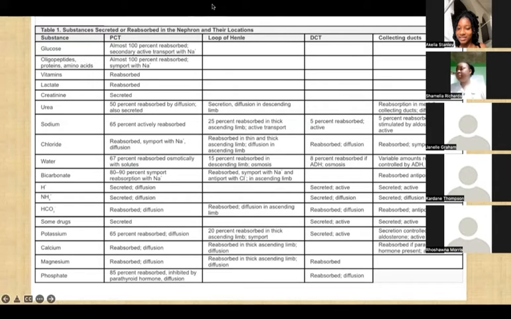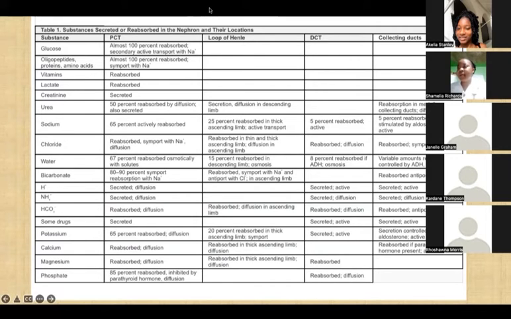For the collecting ducts, we have urea reabsorption in the medullary collecting ducts. For sodium, 5% is reabsorbed and stimulated by aldosterone, by active transport. For chloride, it's reabsorbed by symport. For water, we have variable amounts reabsorbed and controlled by ADH.